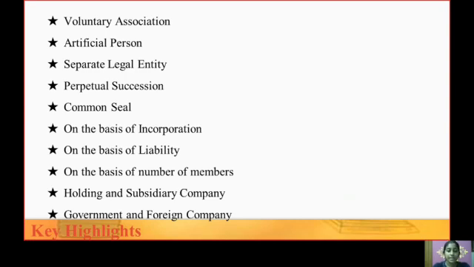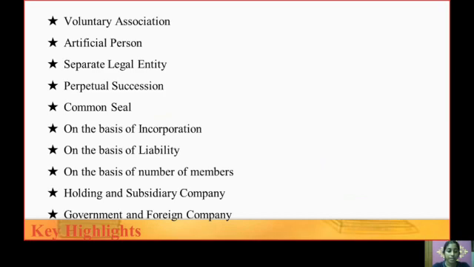Next, holding and subsidiary company. A company becomes a holding company of another if it appoints or removes all or a majority of the directors of the latter company, or if it holds more than 50% of the equity share capital, or if it can exercise more than 50% of the total voting power. The other company which is so controlled is called a subsidiary company.